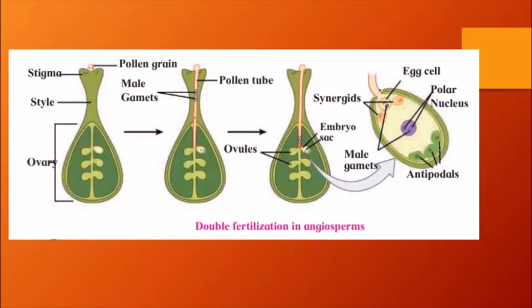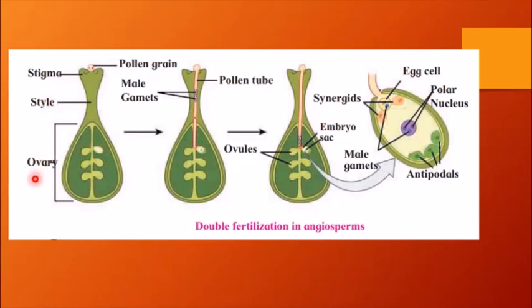So how does reproduction happen in the flower? In angiosperms, double fertilization takes place. Now we saw that there is a male reproductive part of the flower and a female reproductive part of the flower. So here we have the style, stigma, and ovary.